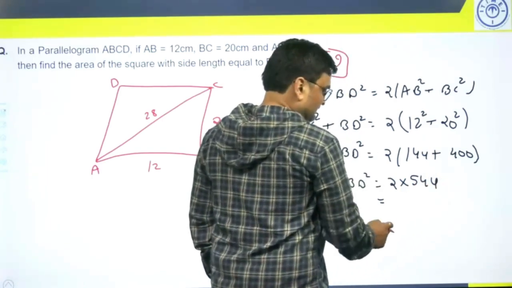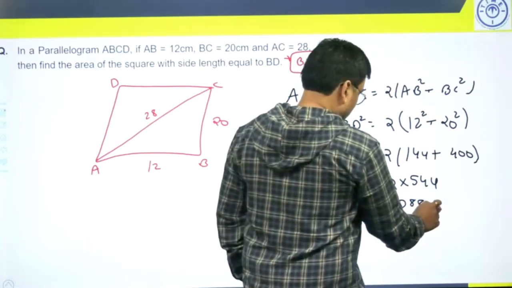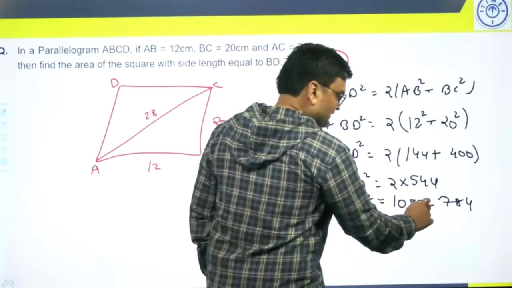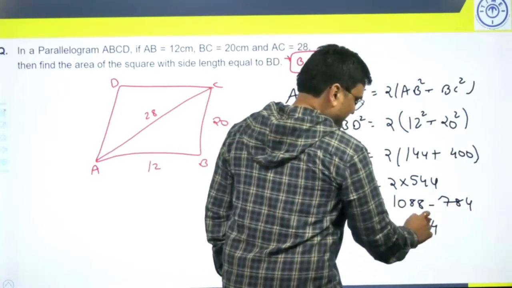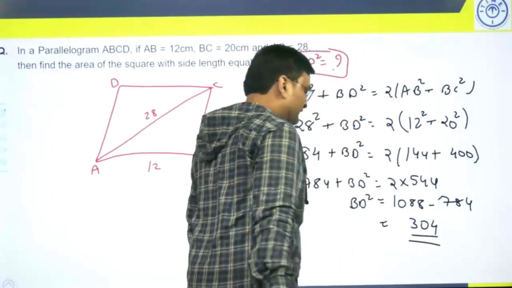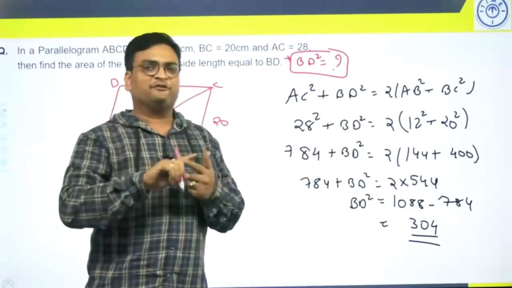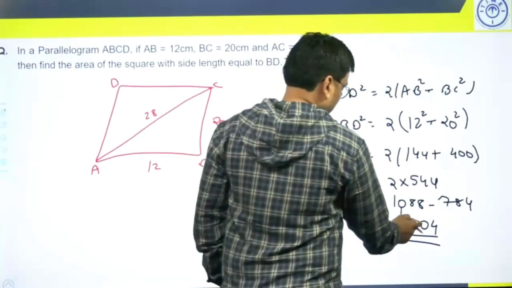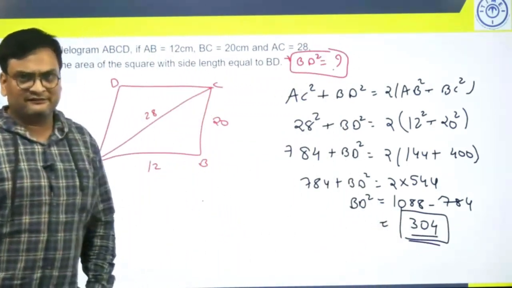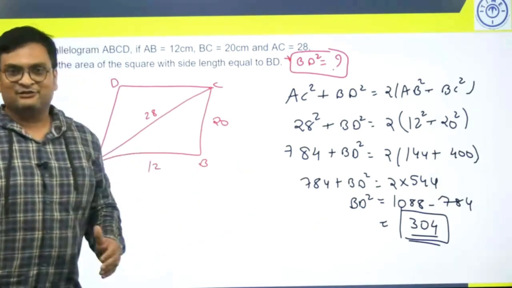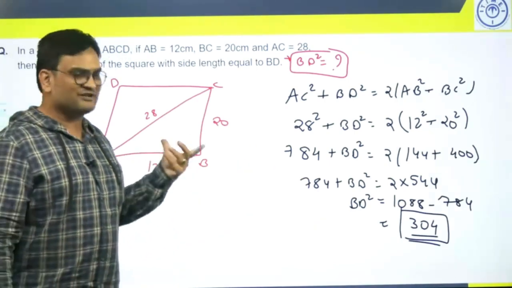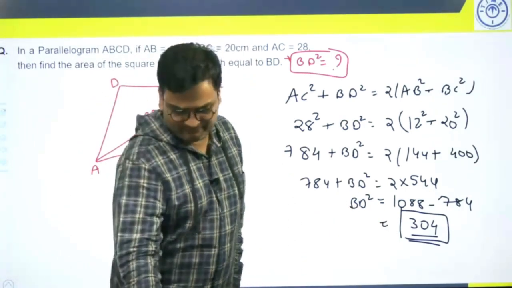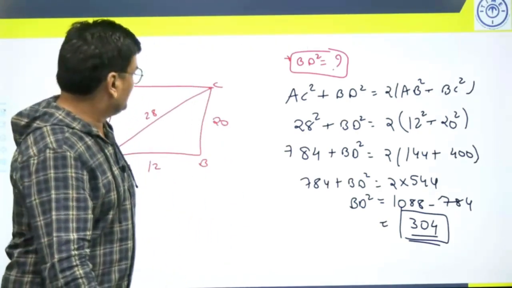So when you simplify this, BD squared is 1088 minus 784, which is 304. BD squared is what we wanted to find, because we wanted the area of the square with side length BD, so BD squared is directly 304. Whatever value we get is our answer, with no need to take a square root or anything. BD squared is what he asked for, and it can be calculated this way. You can copy this.